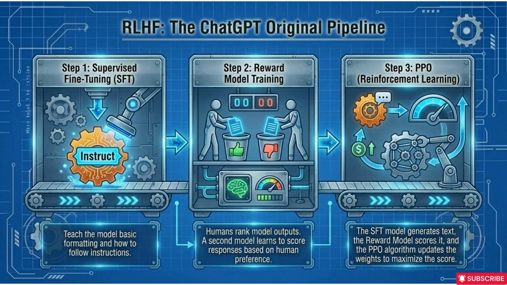Reinforcement learning from human feedback, or RLHF, became famous because it was used in early ChatGPT-style alignment pipelines. RLHF usually has 3 steps. First, supervised fine-tuning teaches the model basic response behavior. Second, humans rank model outputs, and a reward model is trained from those rankings. Third, reinforcement learning is used to optimize the model based on the reward model. This improves response quality, but the pipeline is complex and expensive.